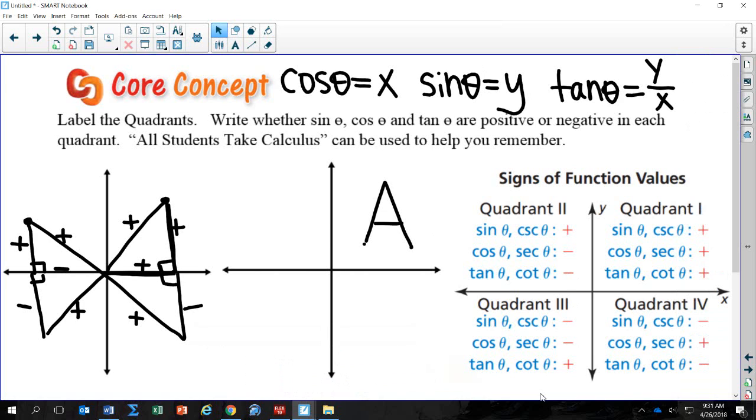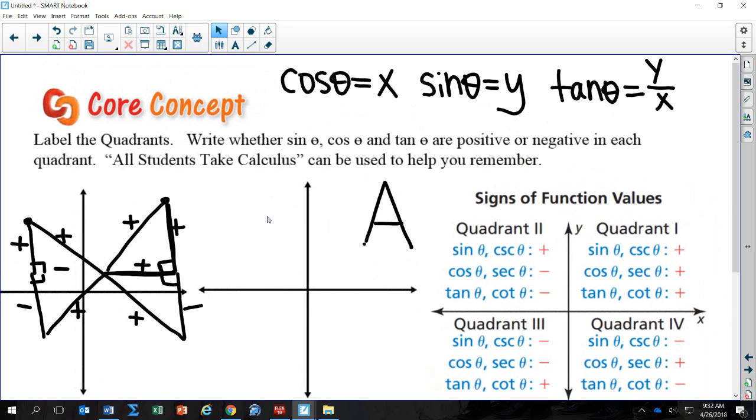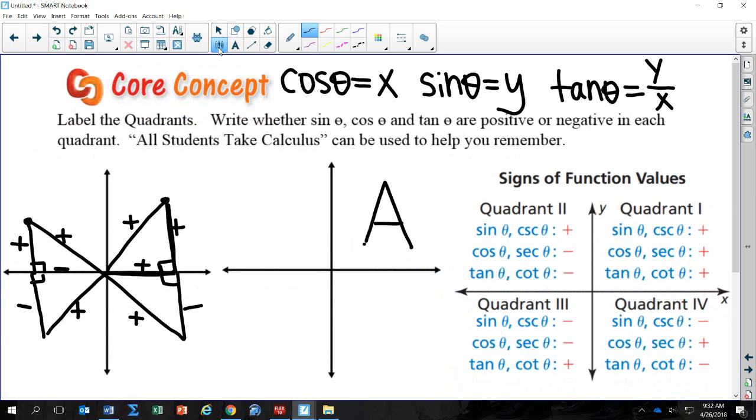What's positive in the second quadrant? Sine is positive in the second quadrant, right? My x values are negative, my y values are positive. And then if I think about tangent being y over x, a plus over a minus is going to be a minus. So the only thing that's positive here are your y values, or your sine values, in the second quadrant. So I'm going to put a big S. Sine's positive.